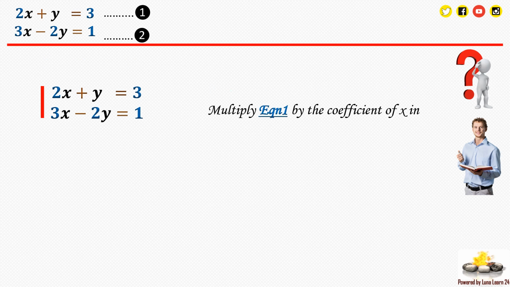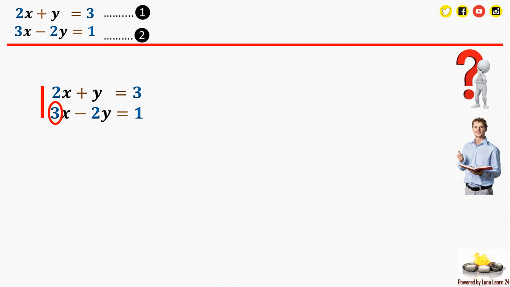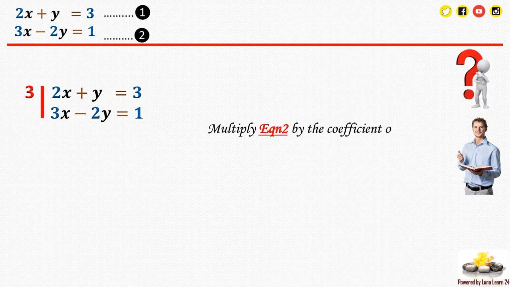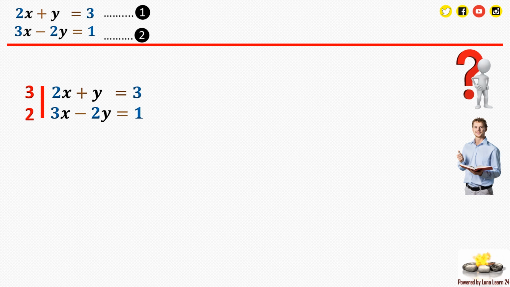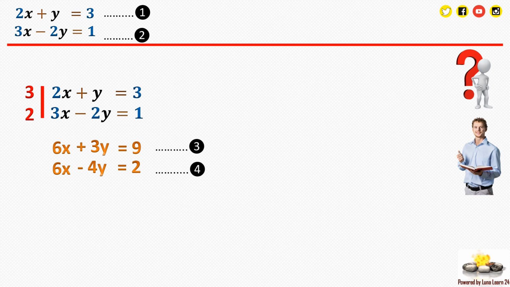We multiply equation 1 by the coefficient of x in equation 2. 3 is the coefficient of x in equation 2, so we multiply equation 1 by that 3. We equally multiply equation 2 by the coefficient of x in equation 1. The coefficient of x in equation 1 is 2, so we multiply equation 2 by that value. What results do we obtain? 3 times 2x gives us 6x, 3 times y gives us 3y, and 3 times 3 gives us 9. In equation 2, 2 times 3x is 6x, 2 times minus 2y is minus 4y, and 2 times 1 is 2, giving us two equations, equation 3 and equation 4.